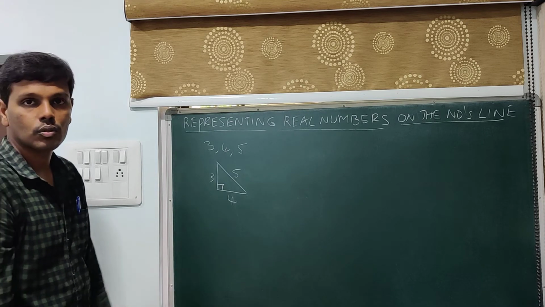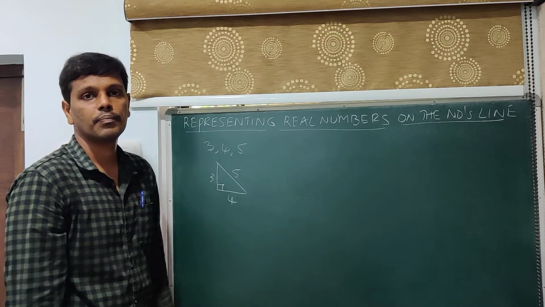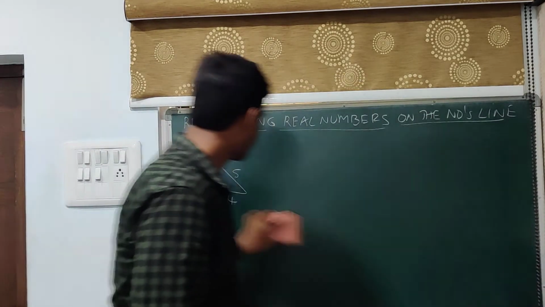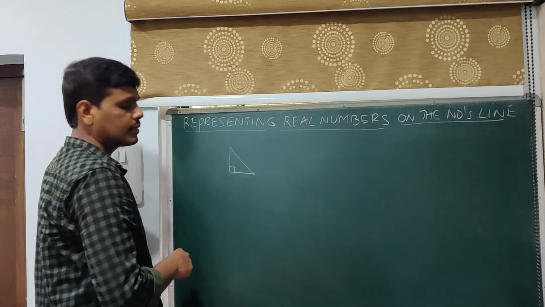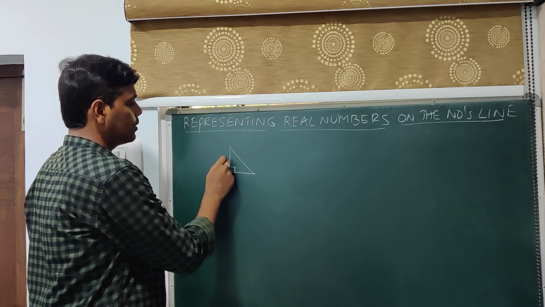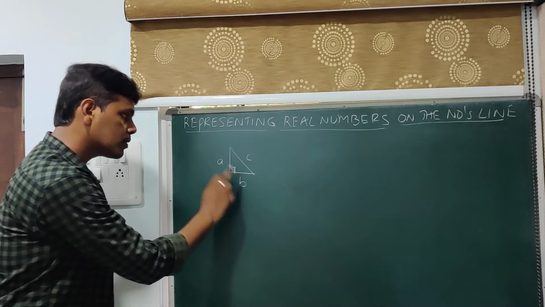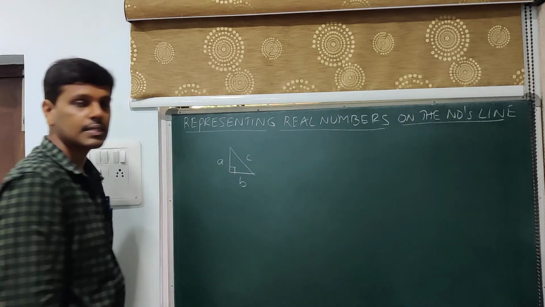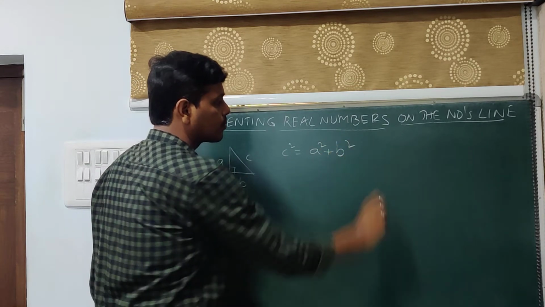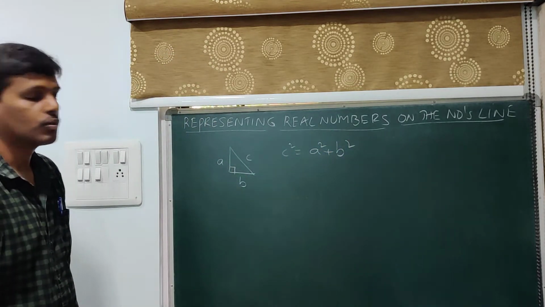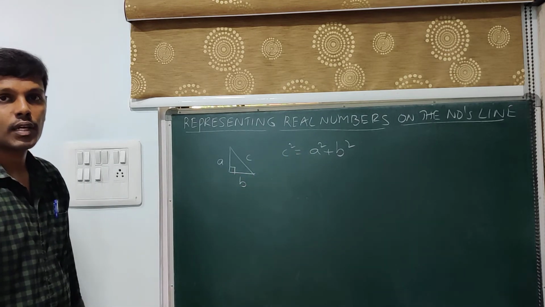Now the reverse case is also true. That is, if you are given a right angle triangle, then the sides form Pythagorean triplets. Say this is your triangle, the right angle is at this point, say this is A, this is B, this is C, and these form Pythagorean triplets, which means that the largest number's square is equal to the sum of the squares of the remaining two, that is c square is equal to a square plus b square.